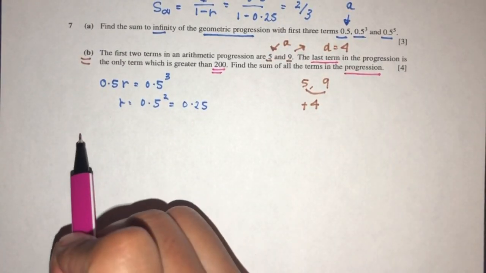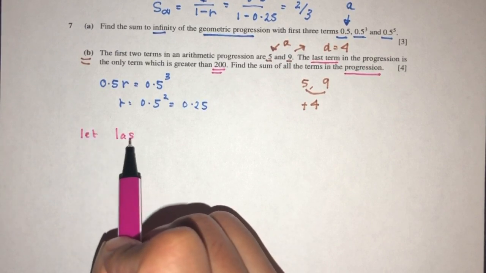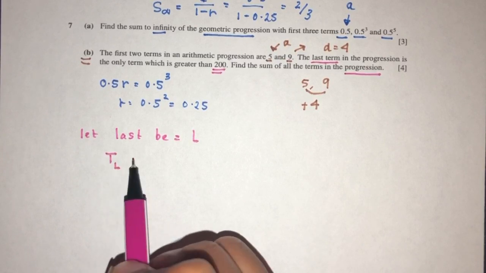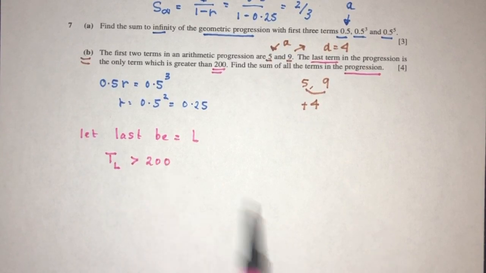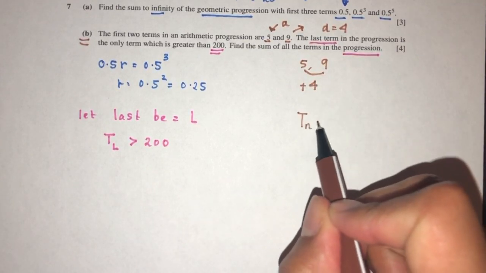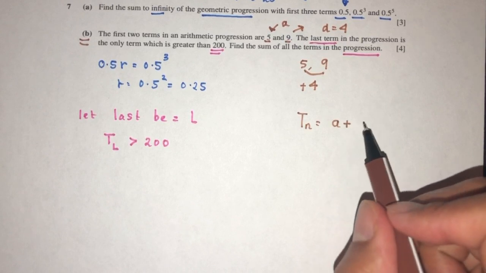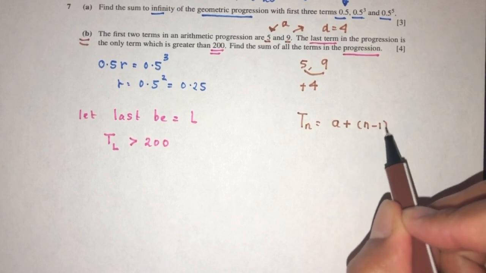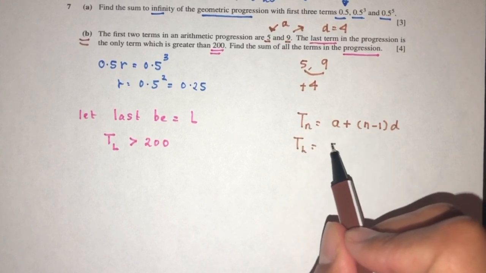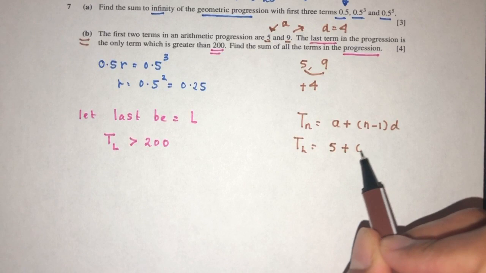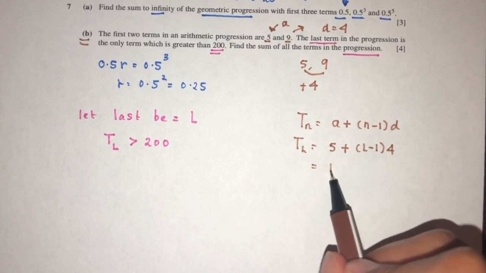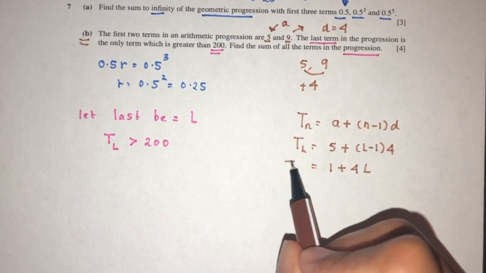So pretty easy. Let last term be equal to L. So we know the last term is equal to more than 200. So how do you find the nth term? For example, we know the nth term is given to you by the formula, which is a plus n minus 1 times d. Now nth term, when n equals L, a is 5, L minus 1 times d, d is 4. That is 5 minus 4, is 1, plus 4L. That is my last term.